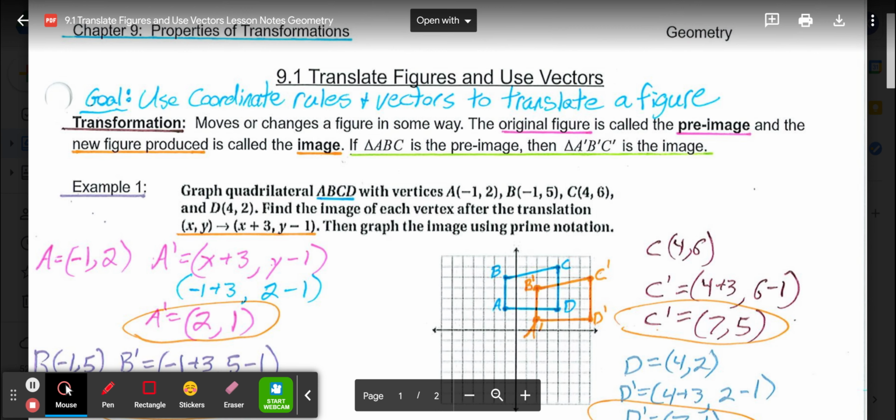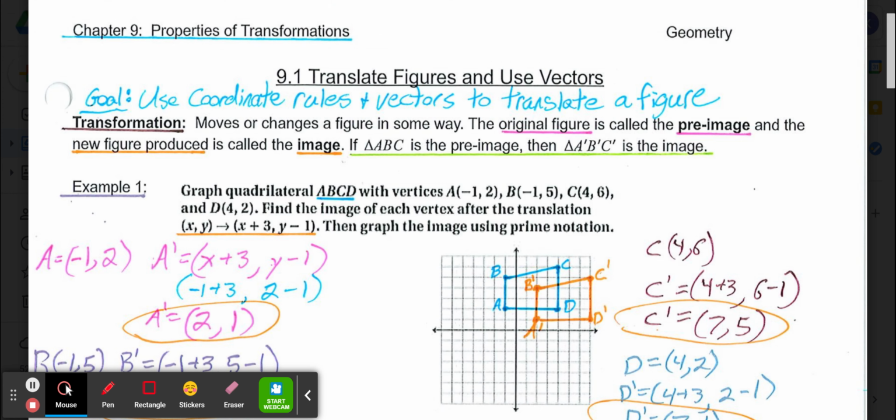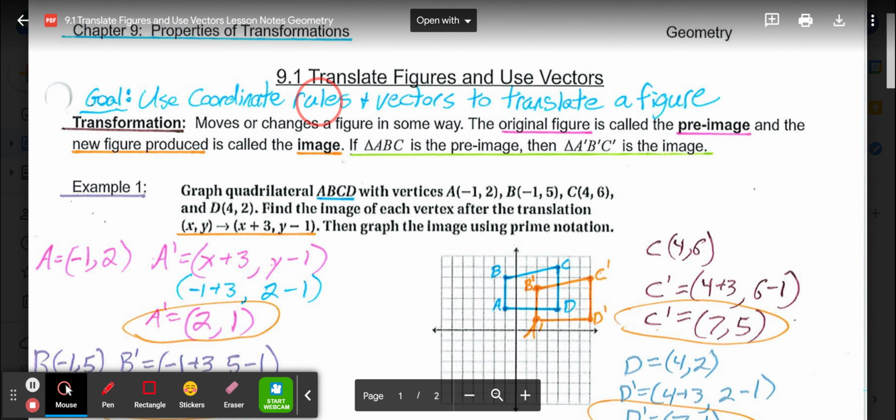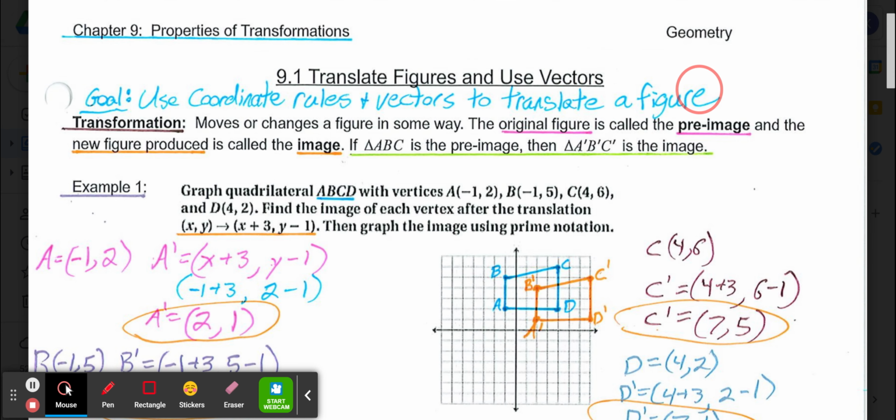Simply put, a transformation moves or changes a figure in some way. It might be a turn, a slide, a reflection, and so on. Our goal for today is going to be using coordinate rules and vectors to translate a figure.